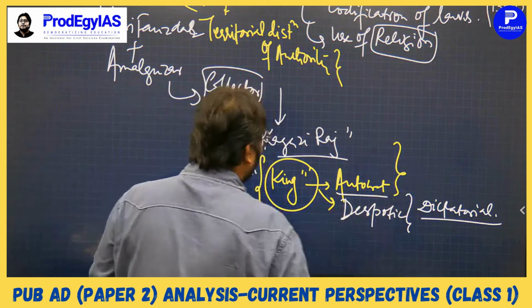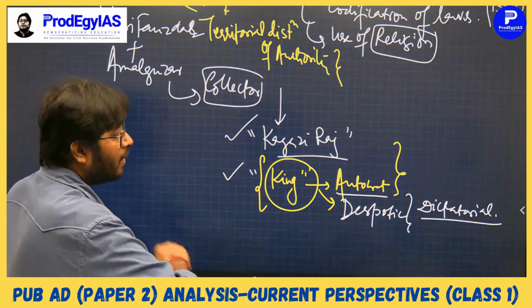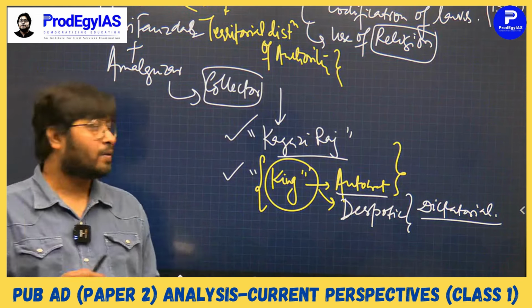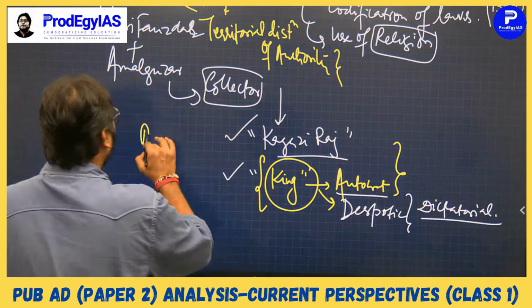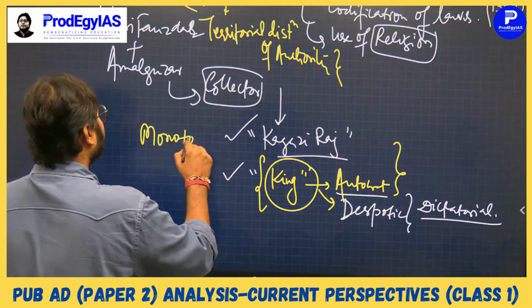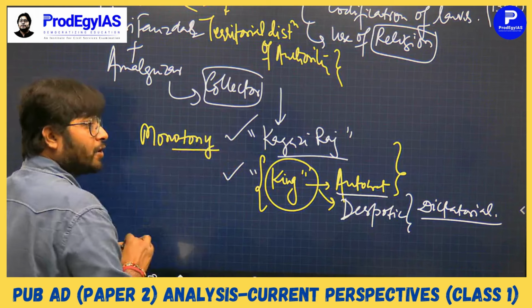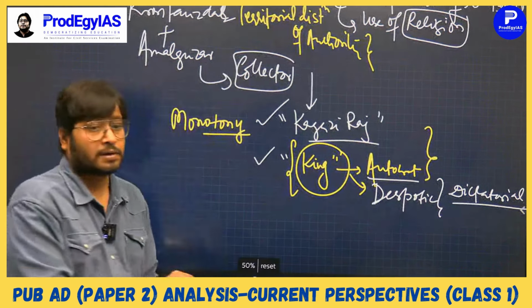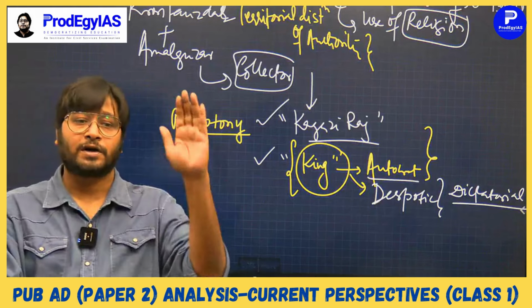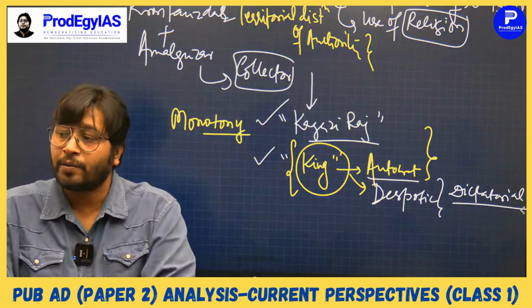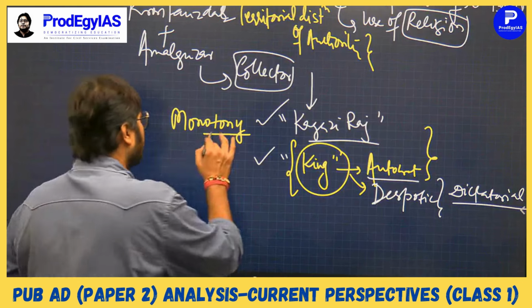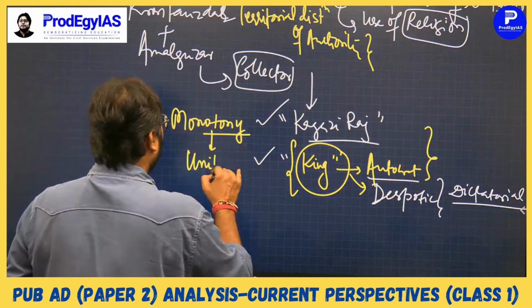Though Mughal administration was also quite elaborate, well developed, right? But there was a kind of monotony. Monotony क्यों थी? Because similar administrative structure right from the center to the, तो एक तरह से unitary model था, right? It was more of a unitary model.